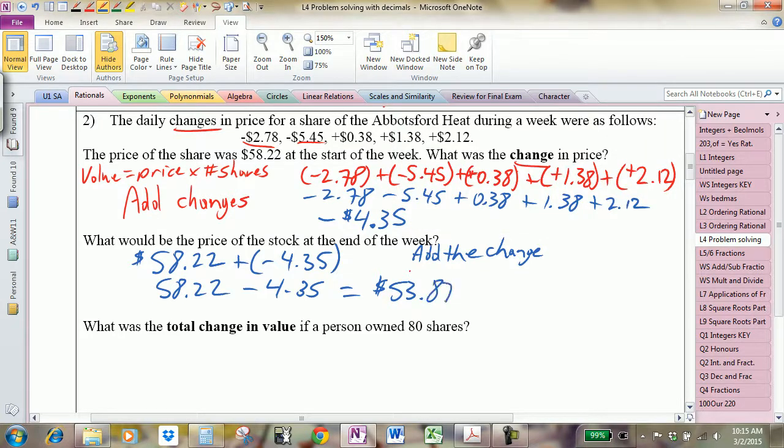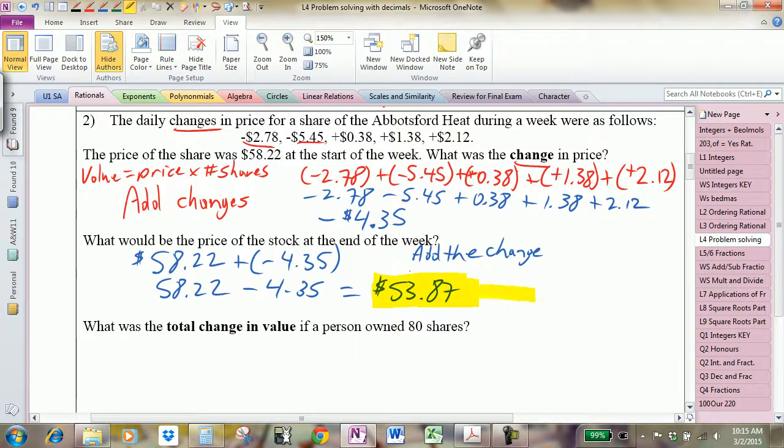$53.87. Okay. What you could have done is done it differently. You could have taken this price and then just applied all these changes. That totally works as well, because really applying all those changes is lowering it by $4.35. So that'd be the same thing. So now we have the new price.